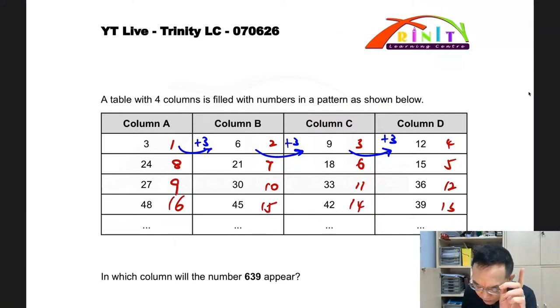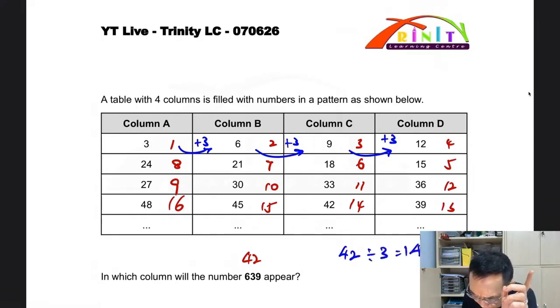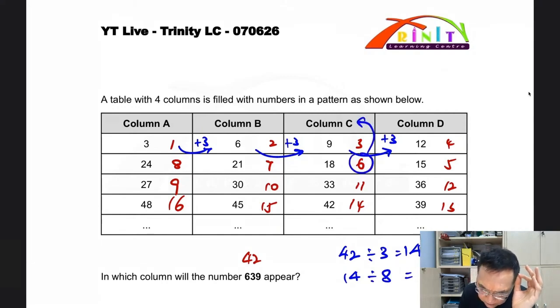Let's say the question is 42, all right? So what I would do is I will take 42, I will divide by 3, I will get 14, and then I will take 14, and I will divide this by 8. Why? Because one group has 8. This will mean that I will have a 1 with a remainder of 6. And this remainder of 6 tells me that the answer is C.